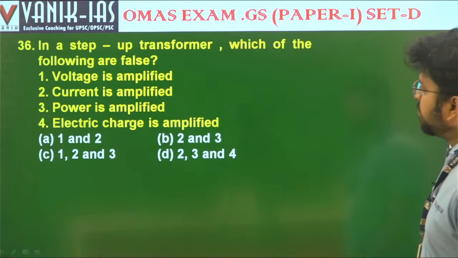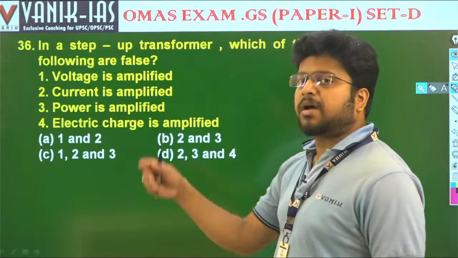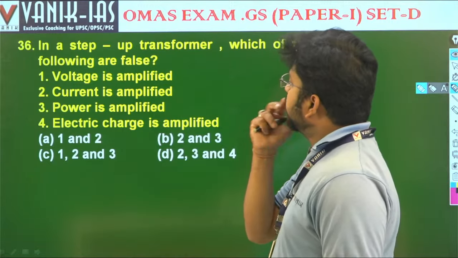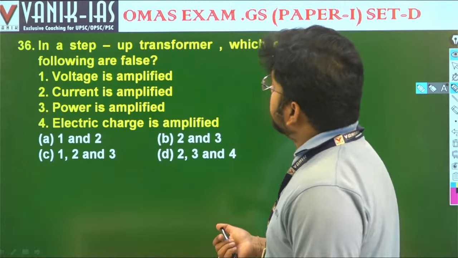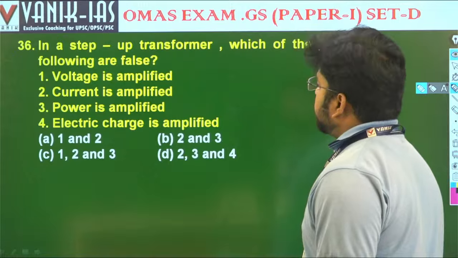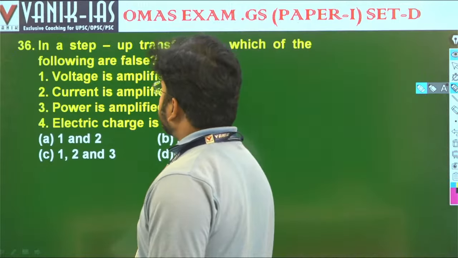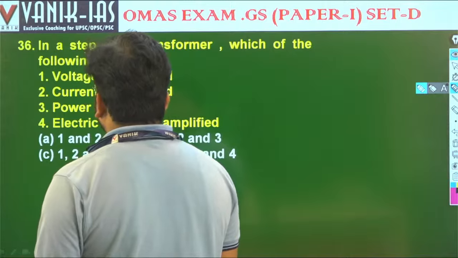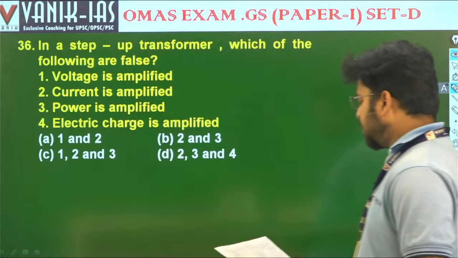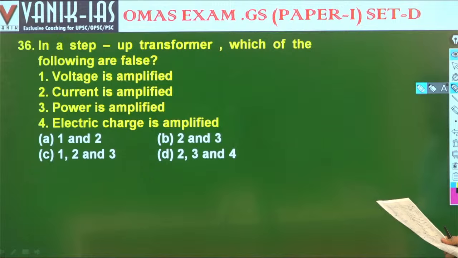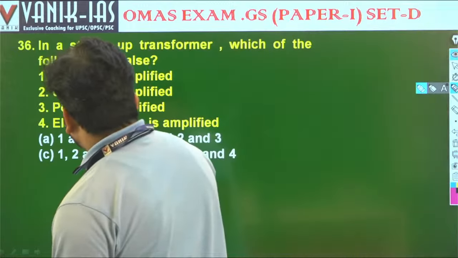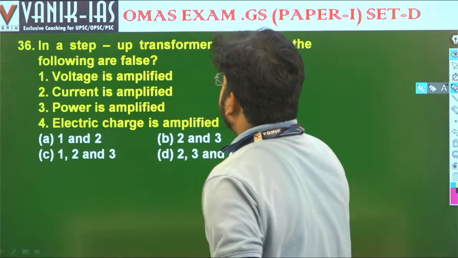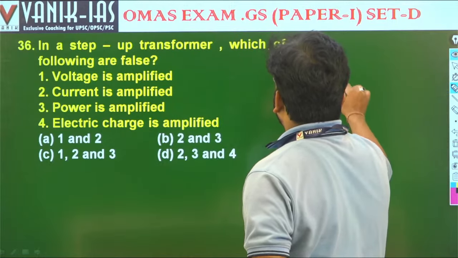Then on step up transformer, they have asked many questions from physics this time. Step up transformer, step down transformer, this is a previous year question. Which of the following are false? In a step up transformer, voltage is amplified, current is amplified, power is amplified, electric charge is amplified. See, P equal to V into I, right?